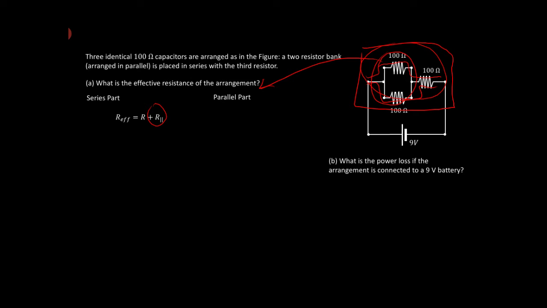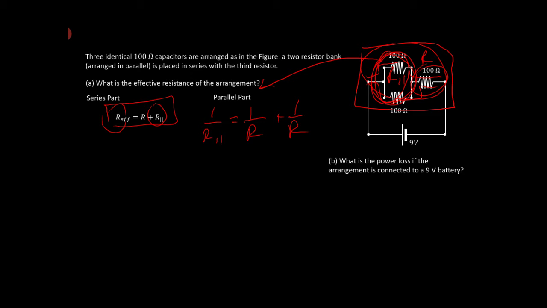Now you'll notice that for the series part, I have a different equation. In fact, I just add whatever the effective resistance of this is, which is our parallel, to this, and that's going to give me the effective resistance of the entire thing. The parallel part is going to have the inverse method, so that's going to be 1 over R plus 1 over R.